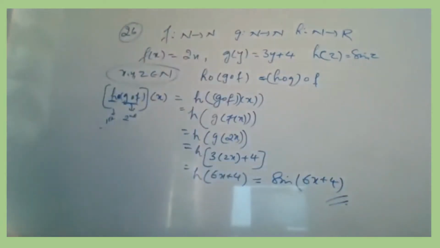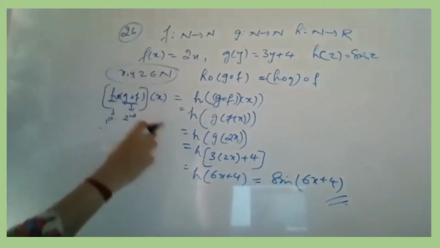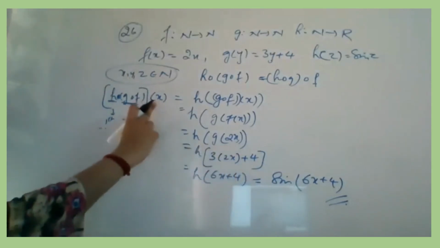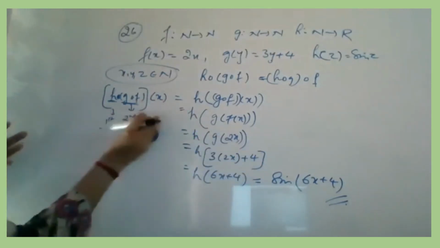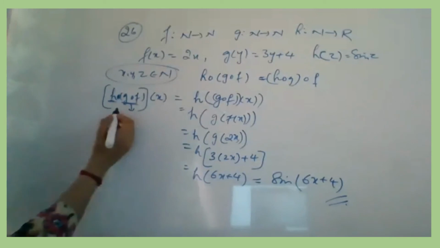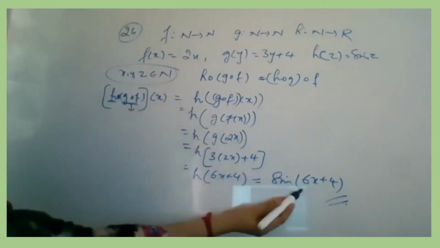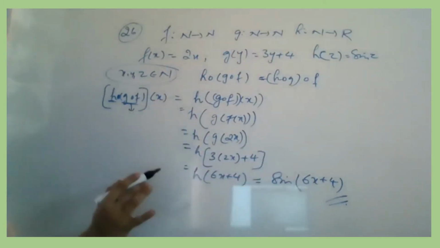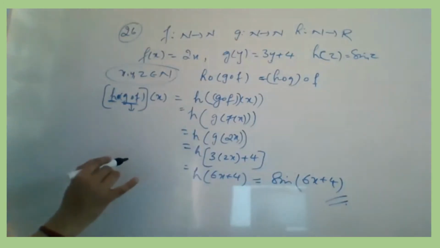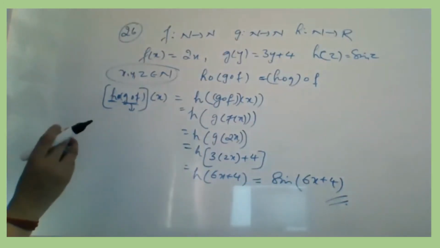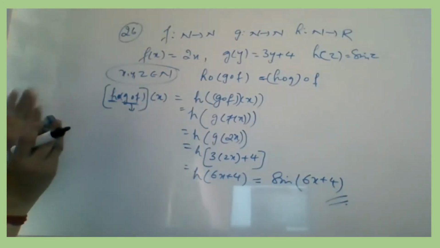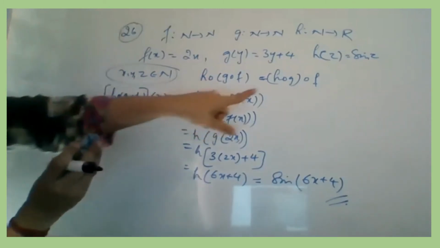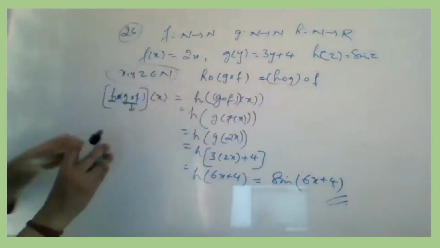Okay. And again x will be from N only. For all x belonging to N, you have this h composition g composition f of x is sin of 6x plus 4. Is that clear? Next we will go for h composition (g composition f), the second part.